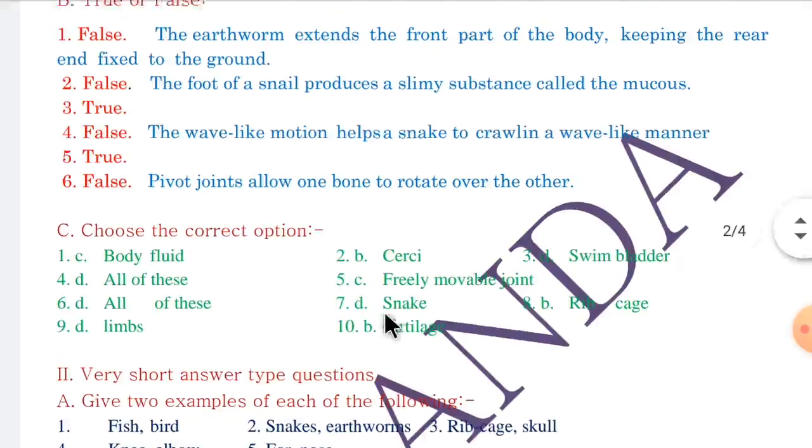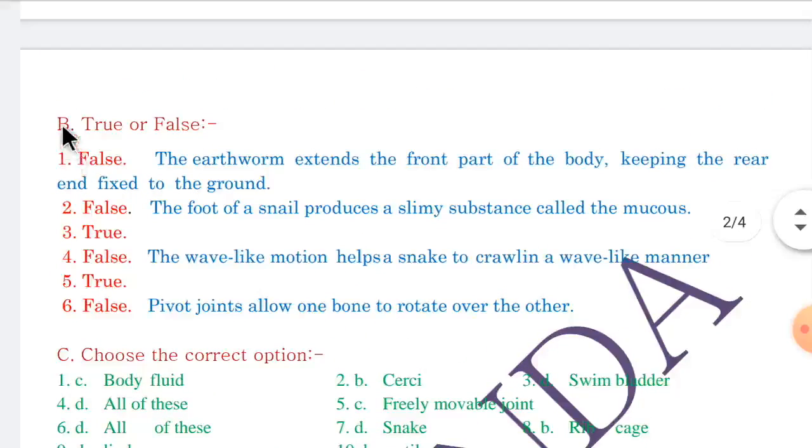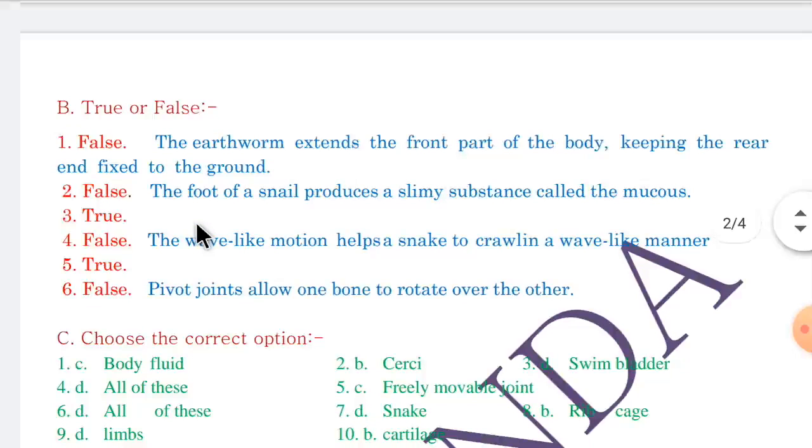One instruction for you: in objective B, true and false, you have to write in your FNB, because you have to write the correct statement there. So just true or false you have to write in your FNB.